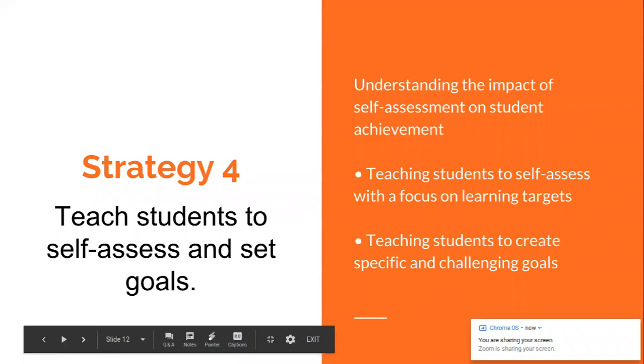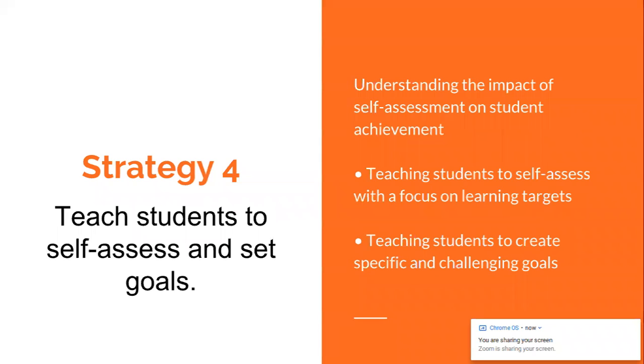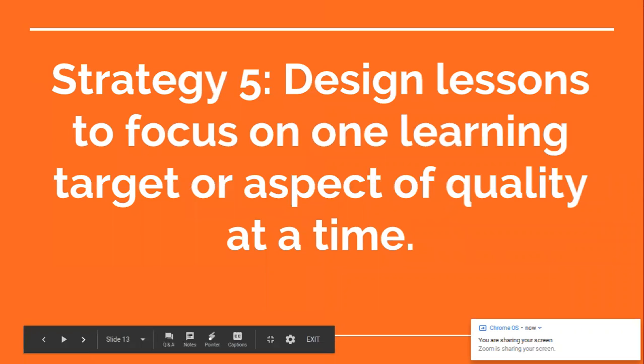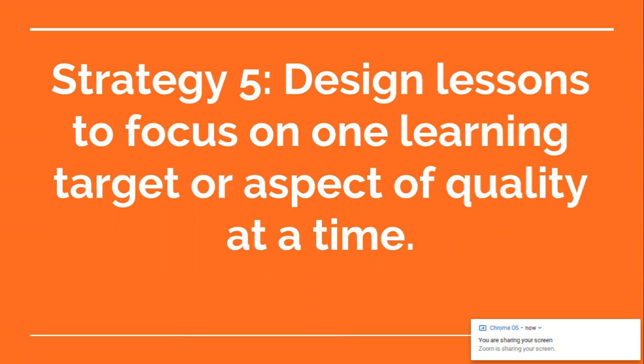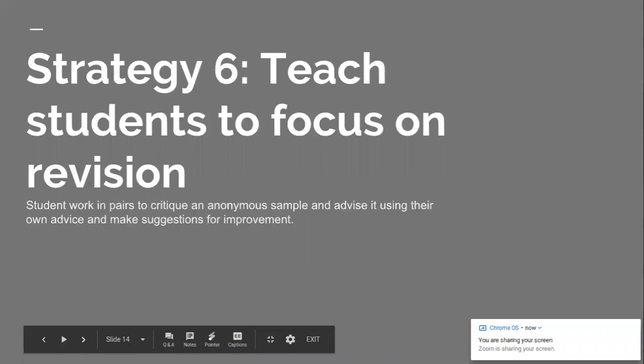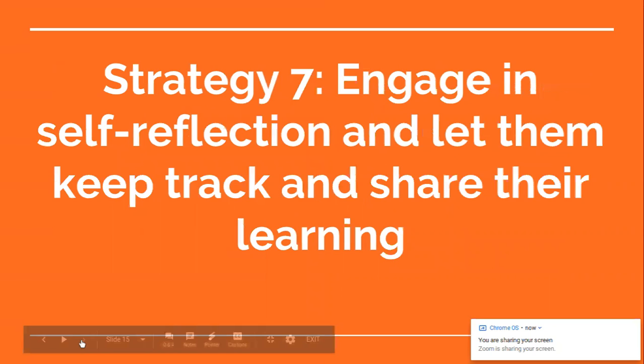We're also going to help children to be in charge of their own learning, to be able to look at something and say, did I learn this or do I need help? If I did this, could I go further with it? Can I go further with this information? So we're really going to help children gain ownership over what they're learning and how to assess whether or not they've learned it. We're going to design lessons that focus on one learning target and an aspect of quality at a time. We're going to teach students to focus on revision. We're going to engage in self-reflection and let them keep track and share their learning.